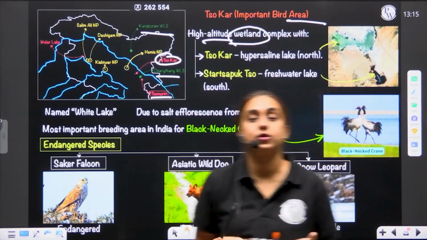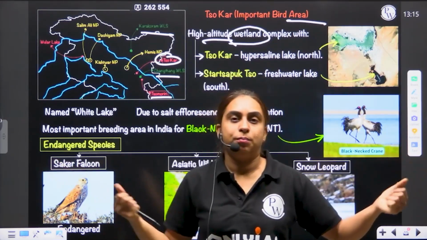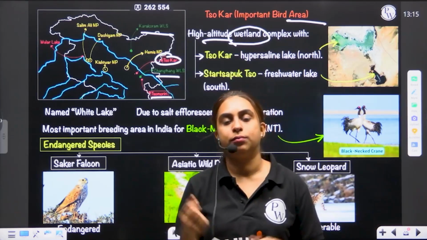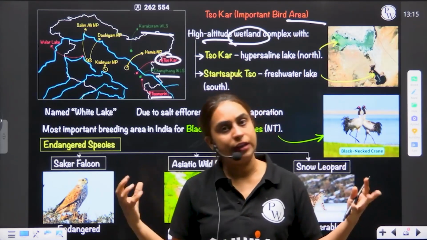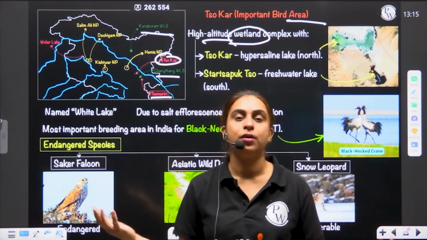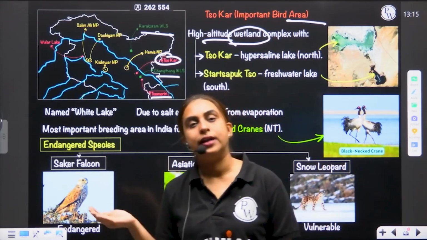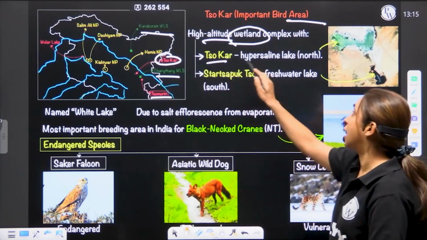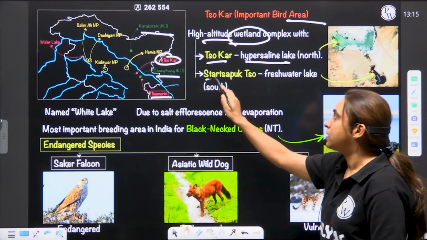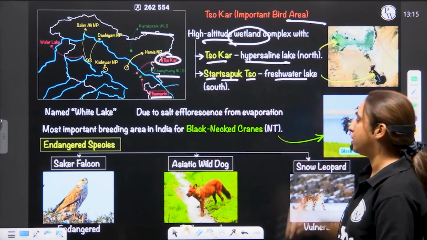You will see in the parks also. There's a very area that is covered with wetlands and a lot of humid places. Any birds, they will have humidity around them. So they are found at wetlands. The wetland, there are two types here. You have Sokar, that is hypersaline lake, and you have Star Sapukso, which is a freshwater lake.